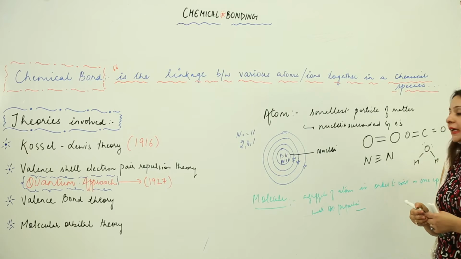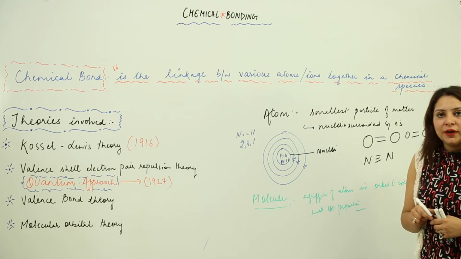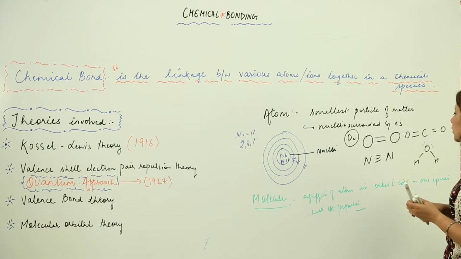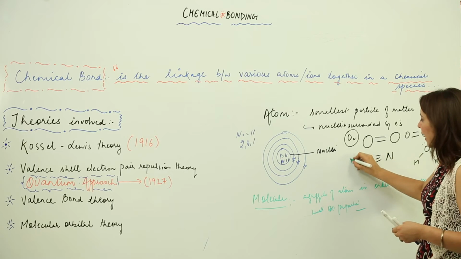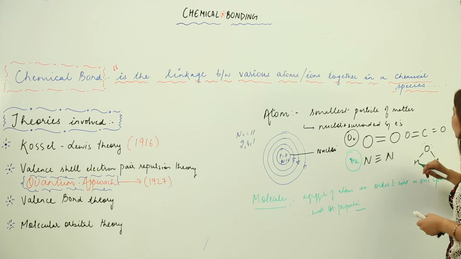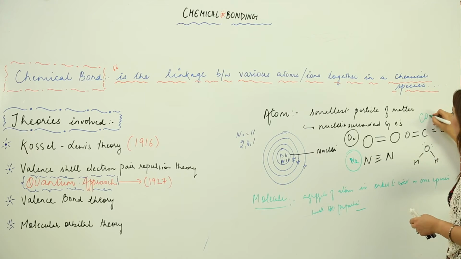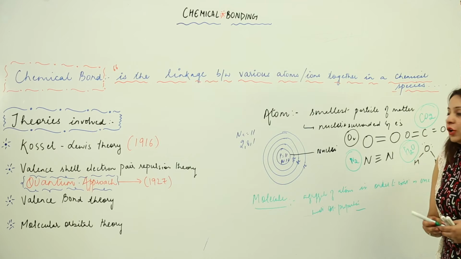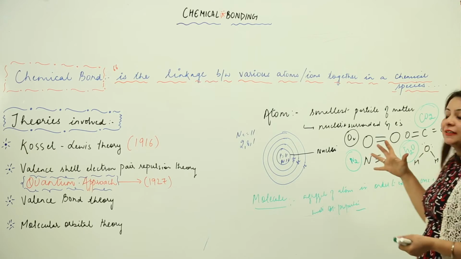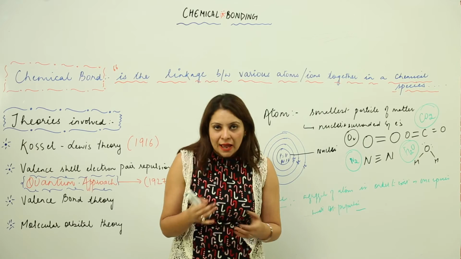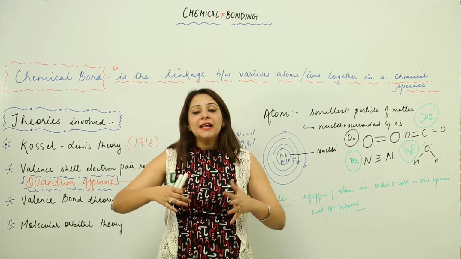We can see that oxygen does not exist as O, it exists as O2. Likewise, nitrogen does not exist as N, it exists as N2, that means a nitrogen molecule. Carbon dioxide does not exist as C or O, it exists as CO2. And likewise, water exists as H2O. So it is clear that the atom cannot have an independent existence, but the molecule can. What is an atom formed of?